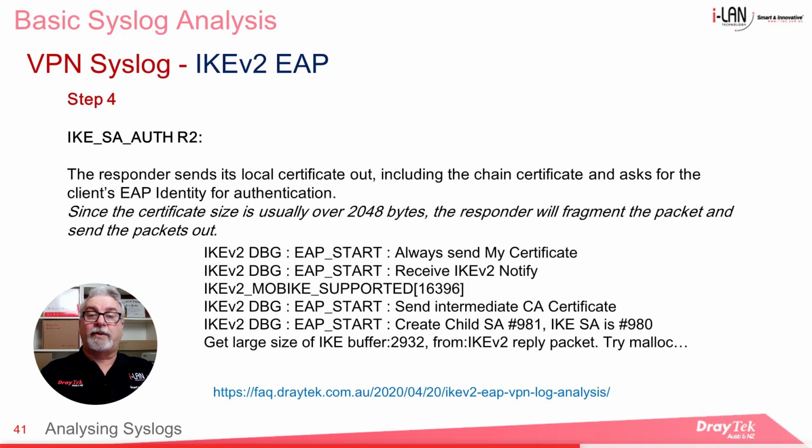The next log entry you'll see is the IKE_SA_auth response. Here the responder sends its local certificate out, including the chain certificate, and asks the client's EAP identity for authentication. Since the certificate size is usually over 2048 bytes, the responder will fragment the packet and send the packets out.